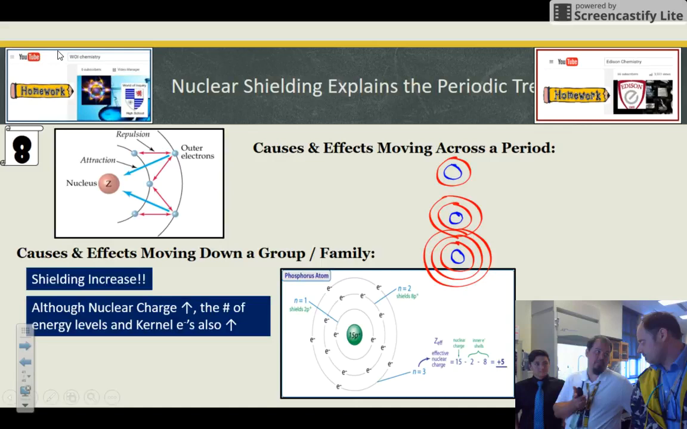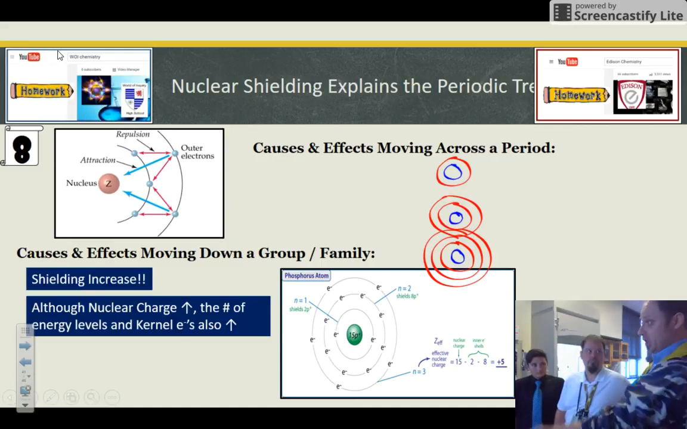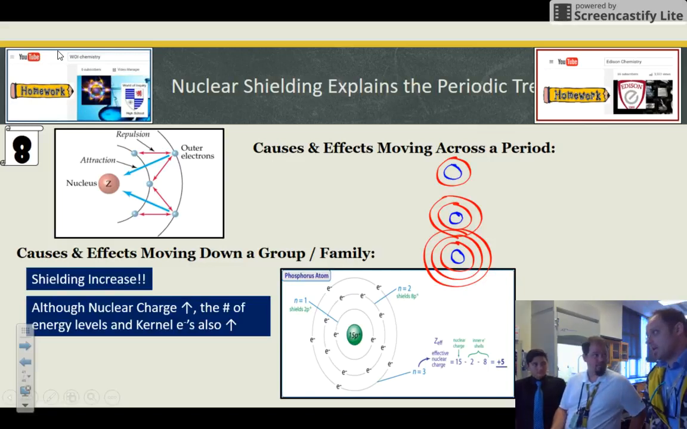No, well, that equation was pretty mad easy. Effective is you take the protons minus the shielding kernel electrons. Yeah, we just need to know that kernel electrons is all the inside electrons. Exactly. And the picture shows you that. It does. So there it is.